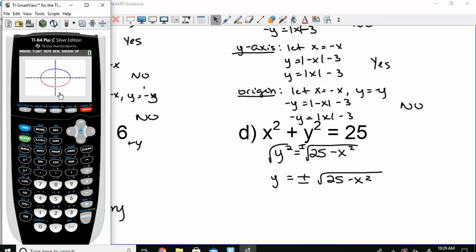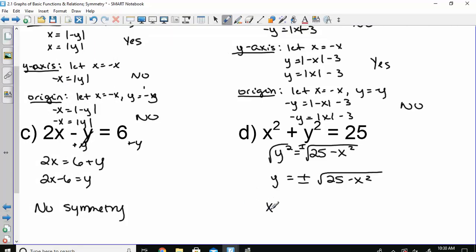So then if I look at it, the total graph would be the two of these combined. So it's giving me a circle. Is this symmetric to the y-axis? Yeah. Is it symmetric to the x-axis? Yes. Is it symmetric to the origin? Yes. This one has all of them.